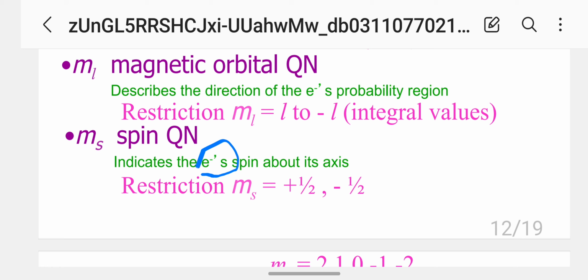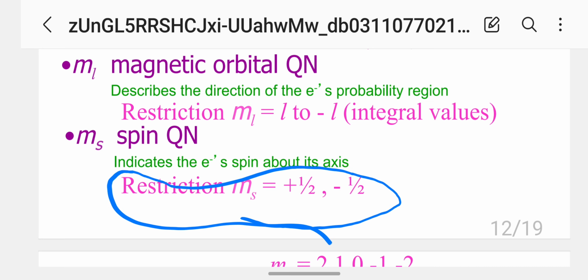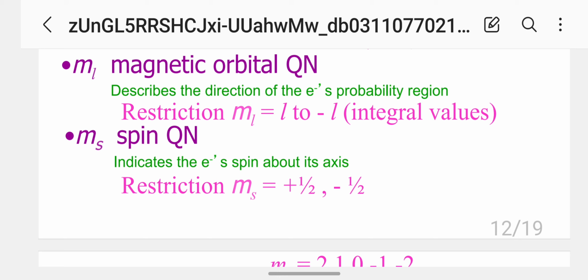The spinning motion is like the spinning motion of the Earth around its own axis. So the spin quantum number gives the indication of the electron spin about its axis, due to which we have a restriction: the spin quantum number may be positive half or it may be negative half.